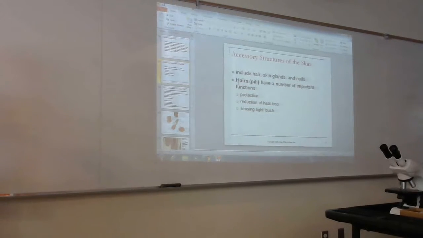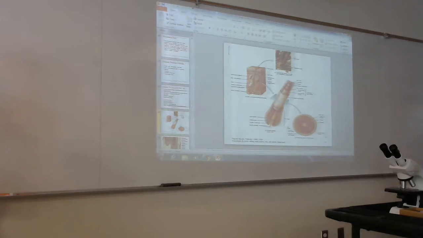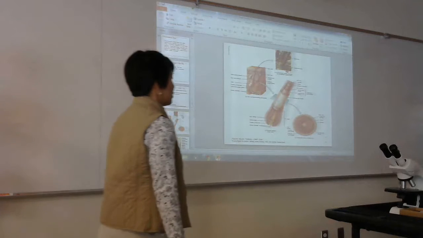If you look at it under the microscope, don't forget that for your final exams, right? What is the basic tissue type of the following? If you see hair, nails, or anything that ends in the word gland, automatic, it's epithelium. Okay? So let's look at the hair first. Look at your hair. This is how it looks like.